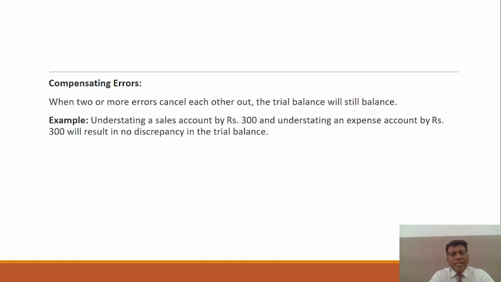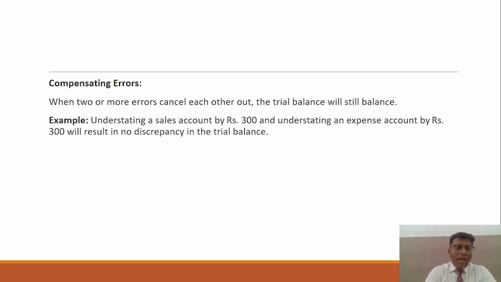For example, understating a sales account by rupees 300. You undervalue the sales account by rupees 300, which means sales is decreased by 300. You are not writing the correct amount of sales which was made. And understating in the same way an expense, suppose you write the expense reduced by 300, so there would be no discrepancy in the trial balance, because if the debit and credit sides both match, there is no error to be treated in that case.